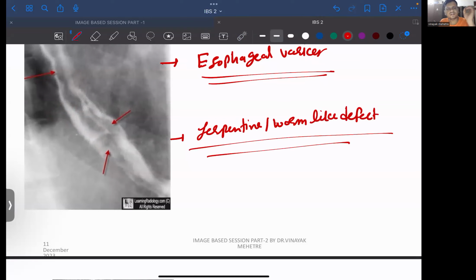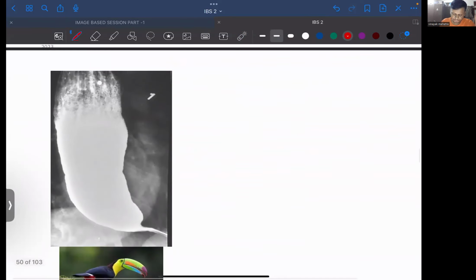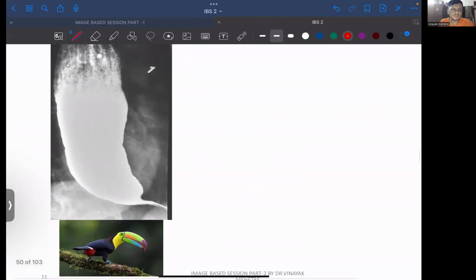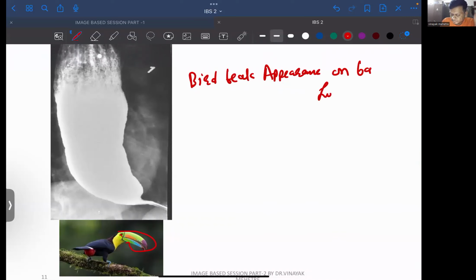Serpentine or worm-like defect is seen in esophageal varices. Your favorite image, and I know everyone knows, है ना? Bird की नाक is called bird beak appearance, on barium swallow.